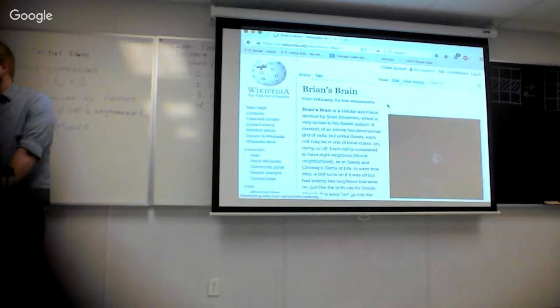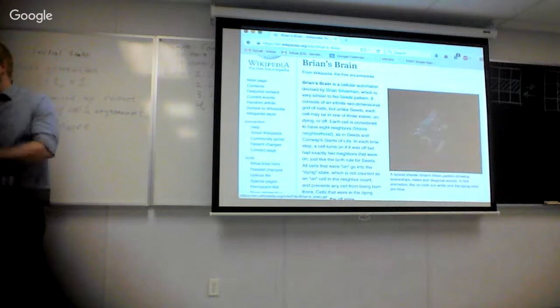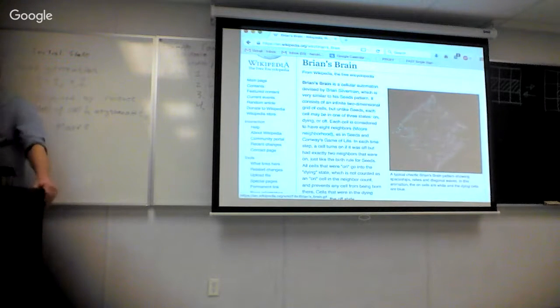Brian's brain. This is a 3-state system: on, dying, or off. Okay? And this is typical of what cellular automata simulation does. It's very dynamic, a lot of sweeping patterns. There's all different names for this. You can read, there's like rakes, and the rakes generate spaceships.